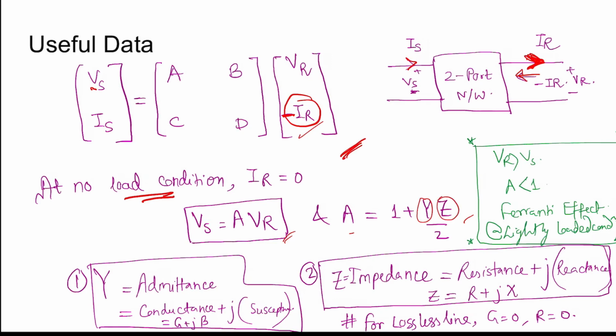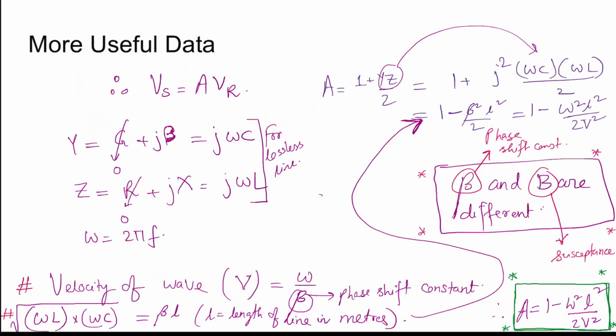For lossless line, impedance is R plus jX, R is resistance, X is reactance, admittance Y is conductance plus susceptance, that is G plus jB, G is the conductance, B is the susceptance. For lossless line, G is 0, R is 0. So now, since G and R become 0, jB, that is j times susceptance, is j omega C, and j times reactance is j omega L.